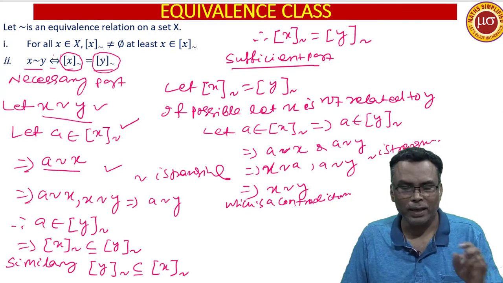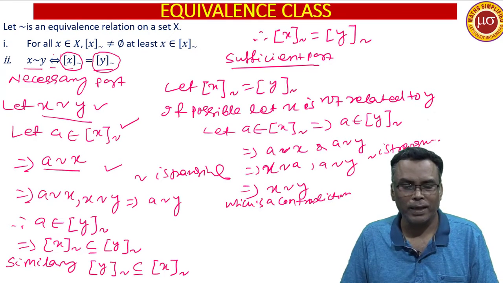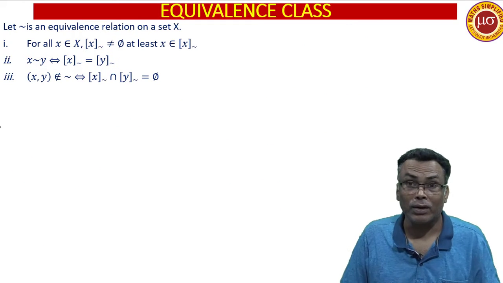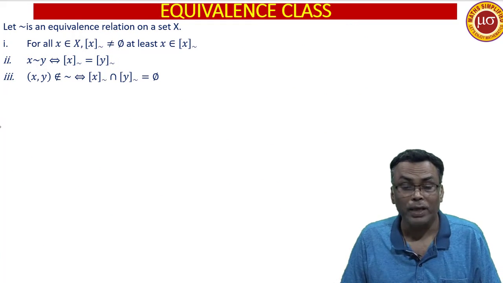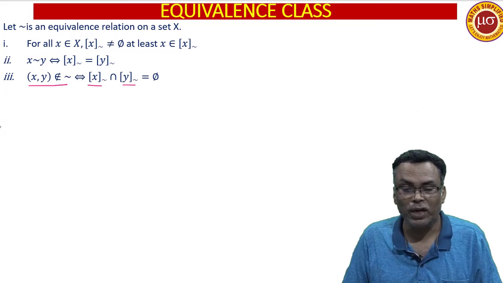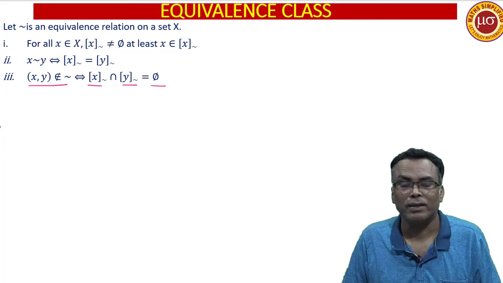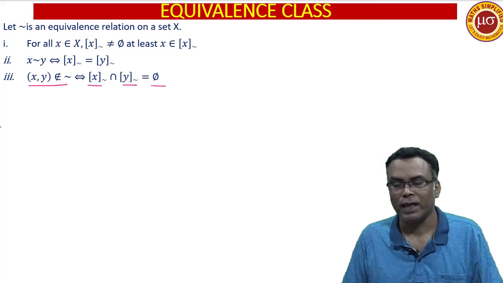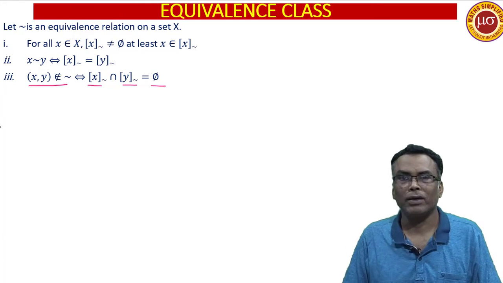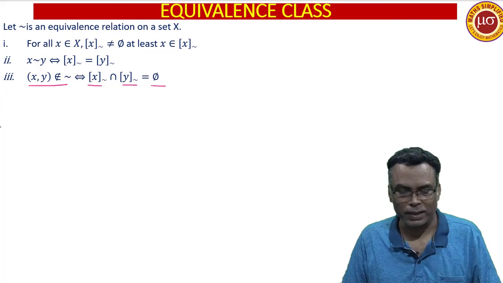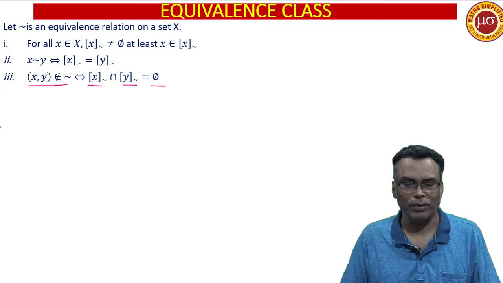If related, then equal equivalence classes. Then if not related, what will happen? So, if x is not related with y, then they have disjoint equivalence classes. If x is not related to y, the intersection of their equivalence classes is phi. We shall prove this.